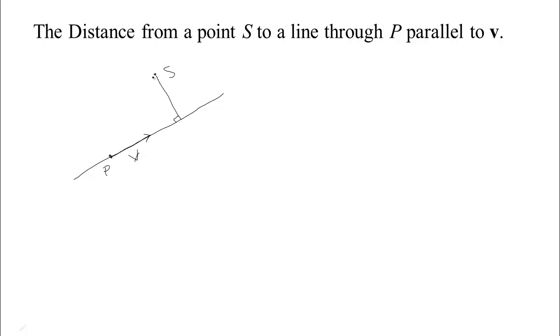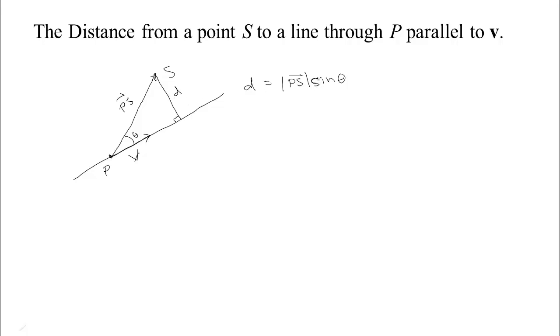Now if we were given the point and we have a point on the line, we could always find this vector PS here. So this is the vector PS, and you can see if this is the angle theta between V and PS, then this distance has to be equal to the length of vector PS times the sine of theta. That's the distance d that we're looking for.